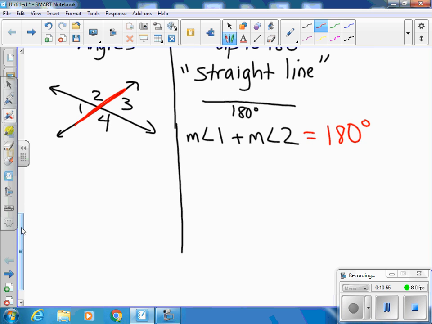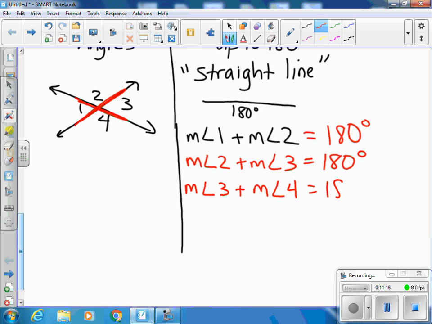So let's keep looking for our other straight lines. If you find angles 2 and 3, those make a straight line. So the measure of angle 2 plus the measure of angle 3 also totals 180. And then if you go with 3 and 4, because we haven't used those two numbers, the measure of angle 3 and the measure of angle 4 is going to make 180 degrees. And there's one more set we haven't named, 1 and 4. Make this straight line right here. So the measure of angle 1 plus the measure of angle 4 equals 180. So everywhere you have a straight line, the angles that make up that straight line have to total 180.